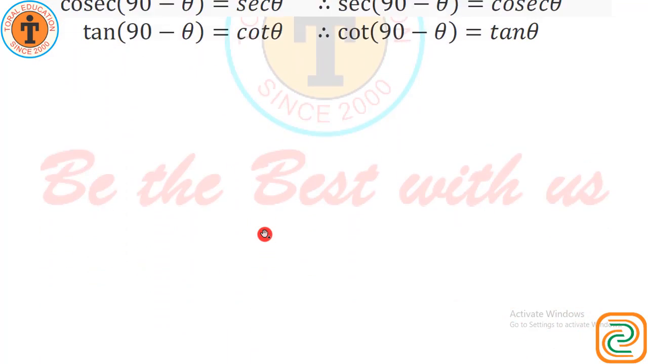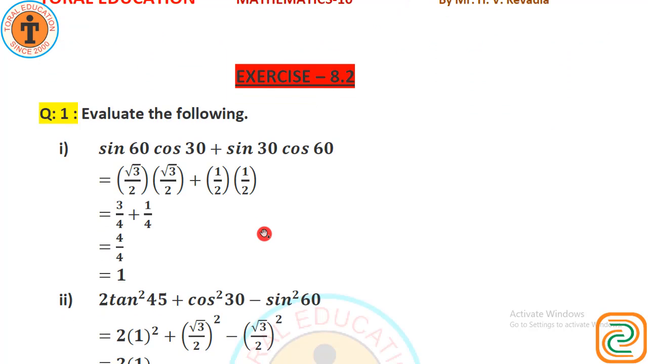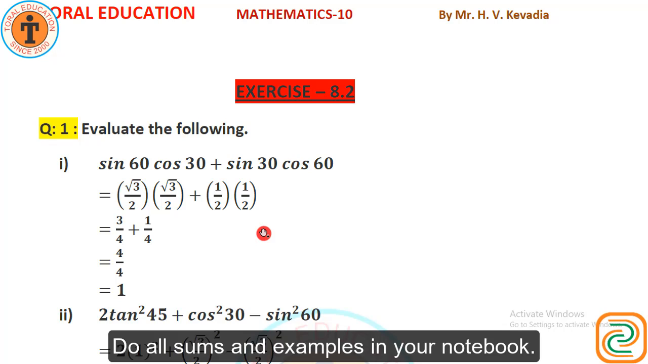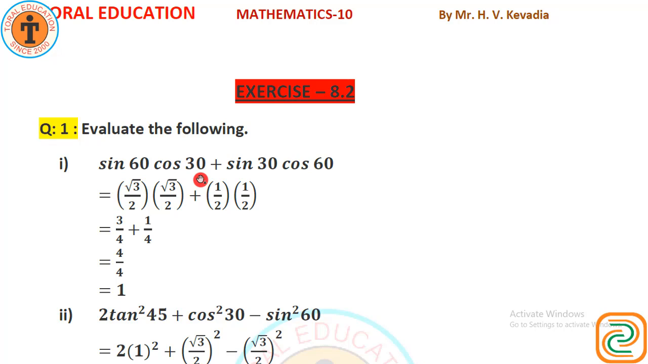Now we are going to exercise 8.2, which is given here. The first question: evaluate the following. Sin 60 into cos 30 plus sin 30 into cos 60. We take values from the table. Sin 60 is root 3 by 2, cos 30 is root 3 by 2, both have the same value. Sin 30 is 1 upon 2 and cos 60 is 1 upon 2.